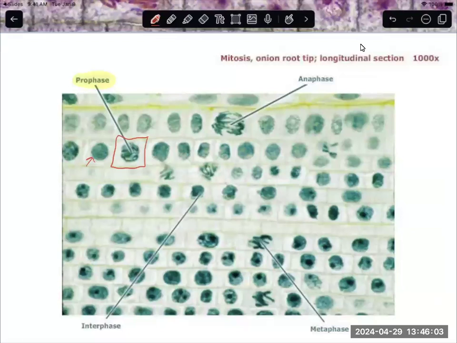Metaphase, those chromosomes are not traveling, they are in the middle of that cell. So we have this large cell right here with those chromosomes all in the middle. Anaphase. Anaphase is when those two groups of chromosomes are splitting off.